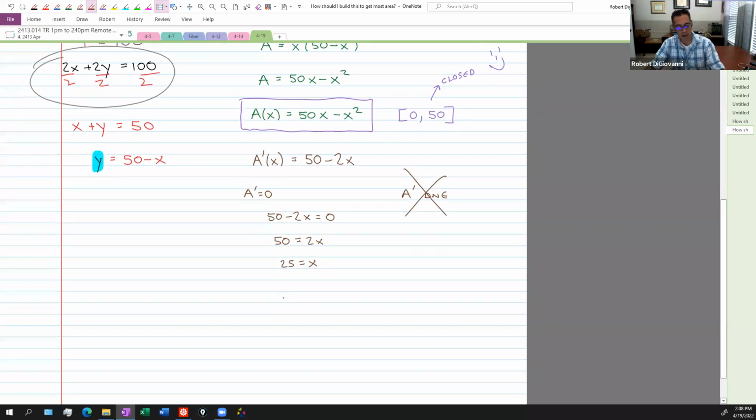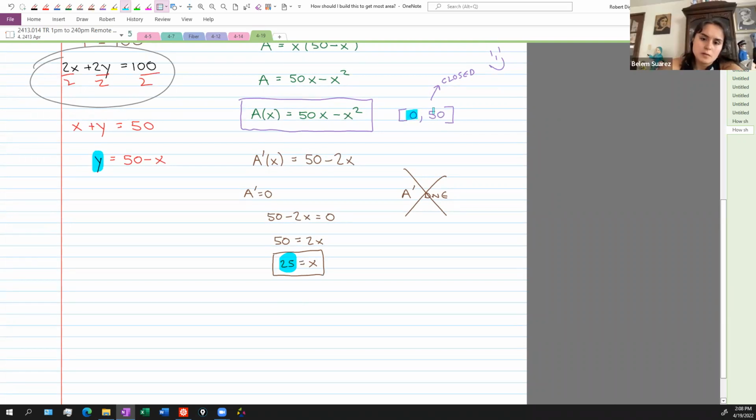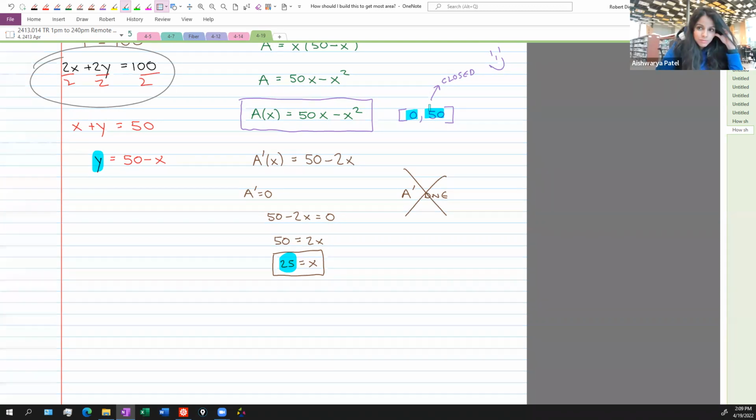Okay, what do you have to do next? You take that number, so we're going to take this number 25 and we're going to take what other two numbers? Extreme. The 0 and the 50, the two endpoints, and we're going to plug those numbers into the A prime, sorry, the derivative. You sure? No, closed interval method, the original function. Original function.